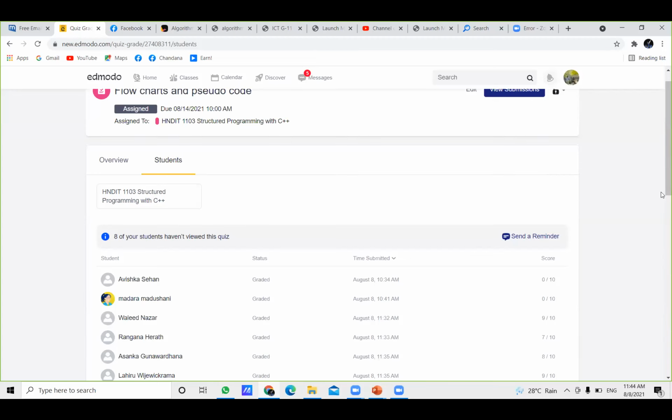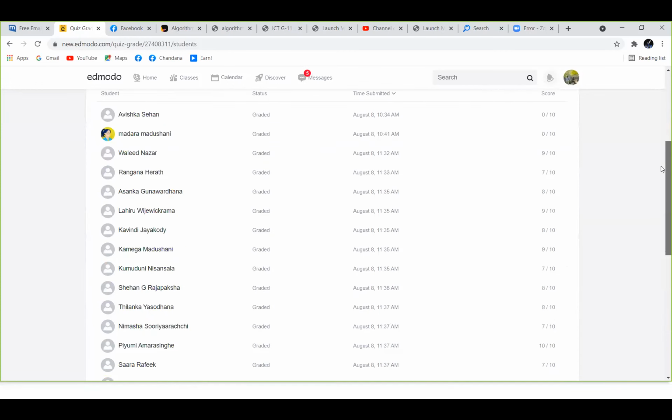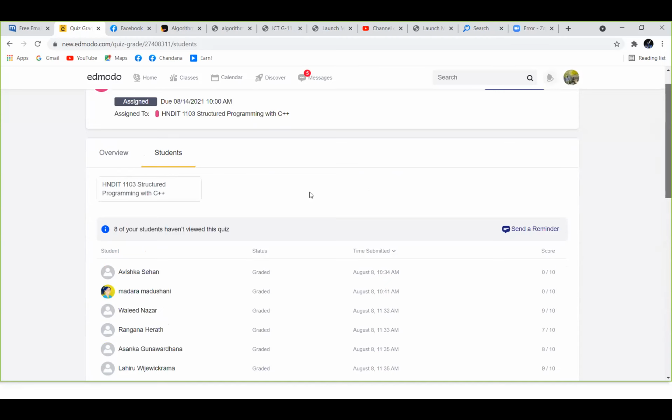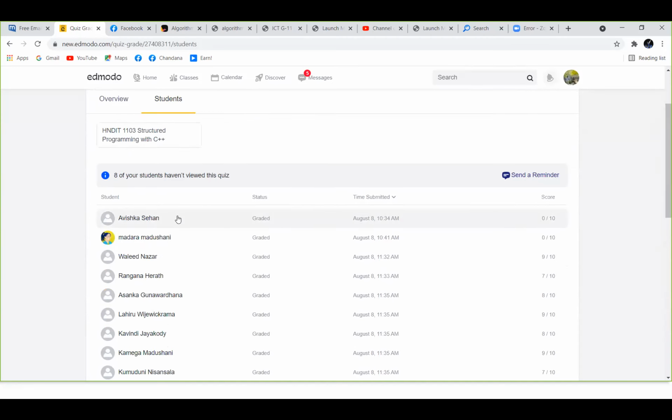Avishka Shehan, you are the one who got low marks. I think you made some technical mistake. Therefore, I am removing it from here, and later you can give the answer again. Madara also made the same mistake. Some mistake you did, right? Yes. Okay, I know the problem. I remove both of you from this quiz set. Later you can answer it again, right?